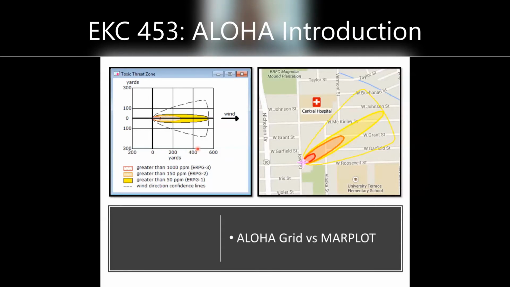It's very plain. You just see all the boundaries only, while MARPLOT is the ALOHA grid on maps. So this is a simple map. As you can see, this is only a simple map. You can use Google Satellite or Google Maps on this plot.